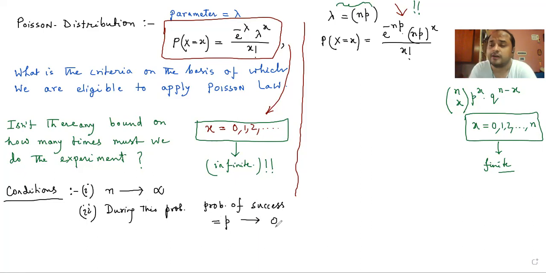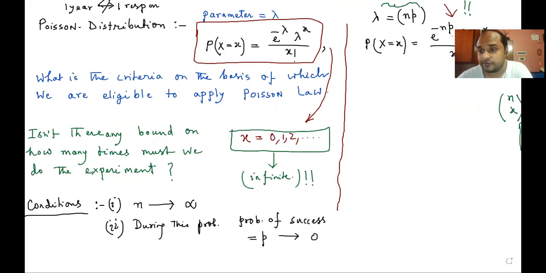in comparison to the number of experiments that I have performed. You are vaccinating people for 1 year, and one person is responding. So do not count this small n to be 1. Do not think that the year is 1 and the person responding is 1. That is not Poisson. If you count it in this manner, 1 year, 1 response, that is not the thing. Do not correlate like this.